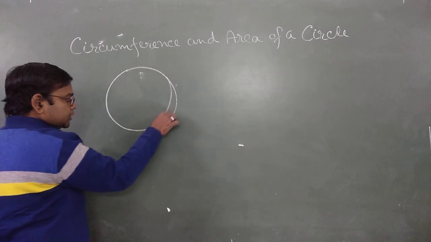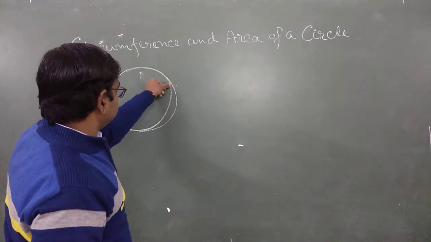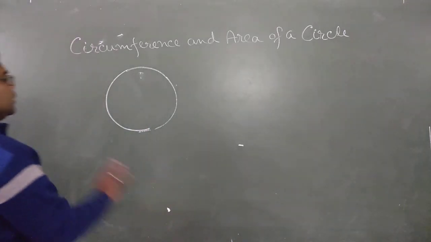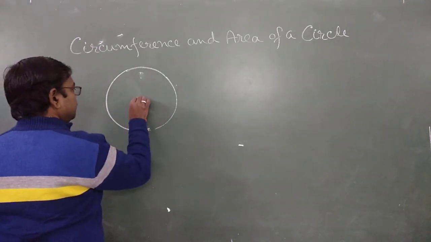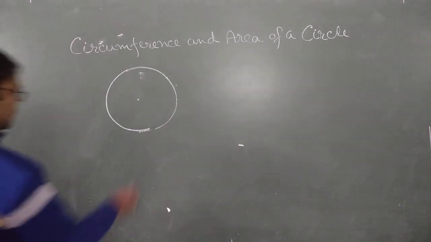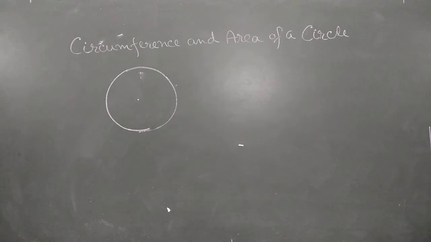It doesn't look like a circle, so let me make it nearer to a circle. Now it looks like a circle. It's not perfect because I used my free hand without using a compass. So I think it's okay. Now clear?